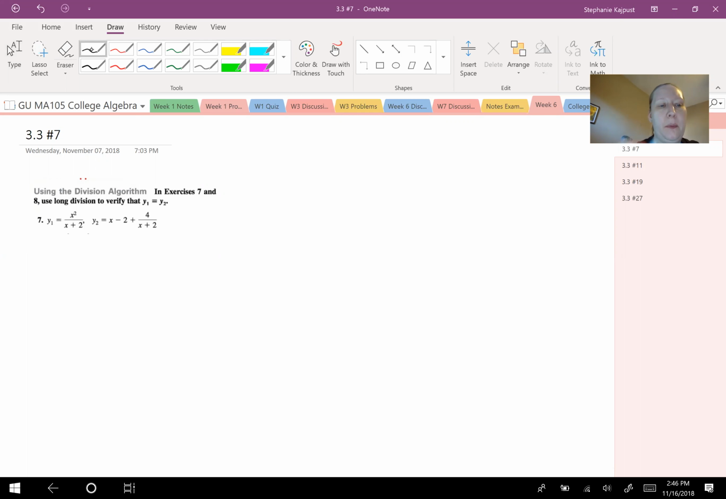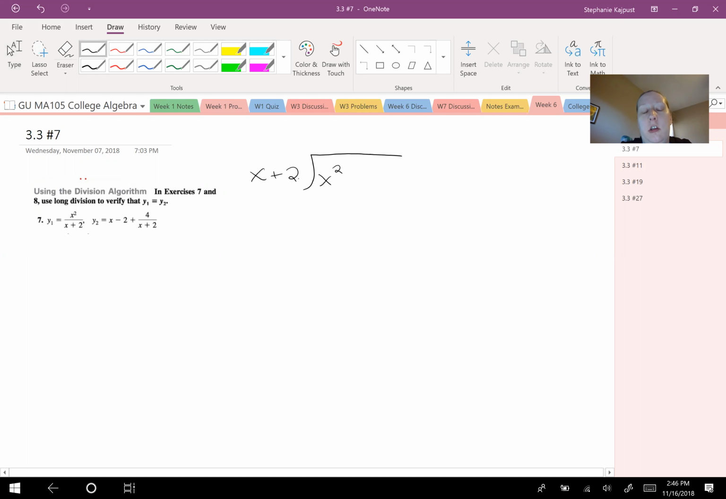So I'm going to start by setting this up. So the top of the fraction, x squared, is being divided, or x plus 2 is being divided into x squared. So I'm taking x squared, dividing it by x plus 2.